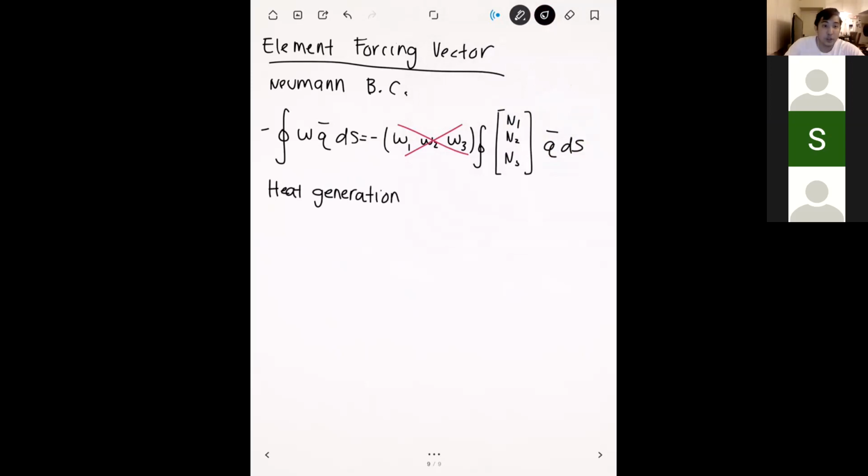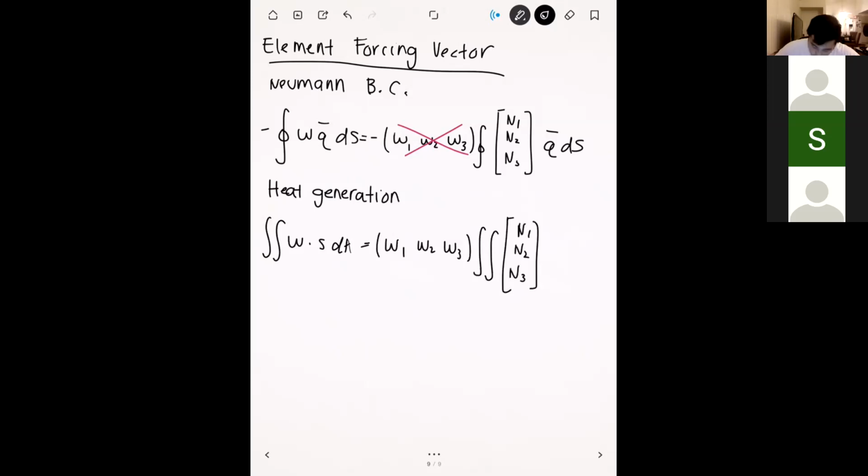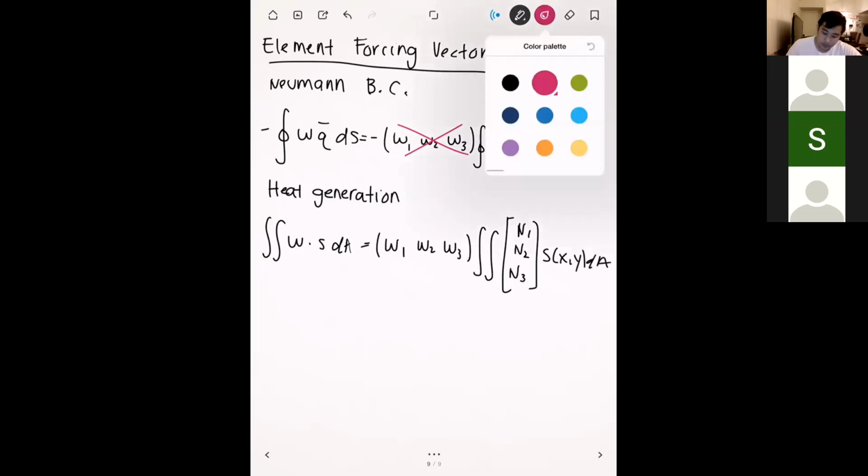Then we also have our expression for heat generation. This is going to be the double integral of W times S dA. If we plug in our expressions here, we have W1, W2, W3 multiplied by the double integral of our shape functions N1, N2, N3 times S of x and y, dA. Then we're also going to cancel out this W1, W2, W3.